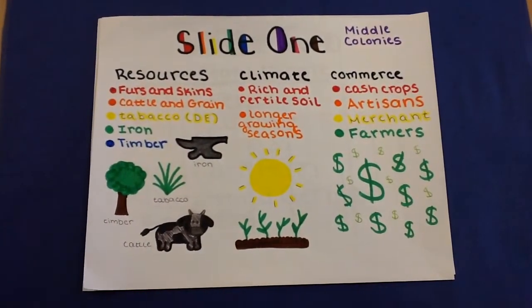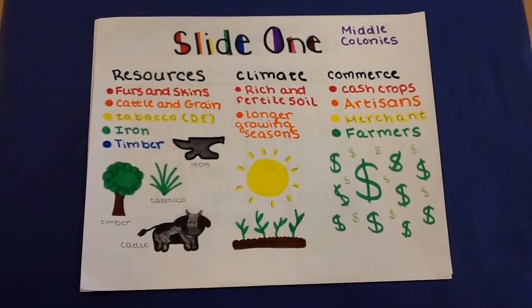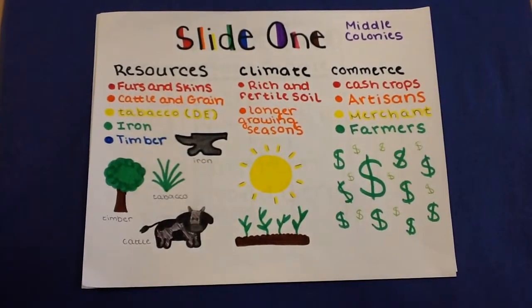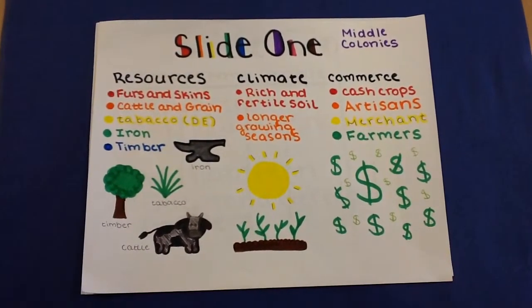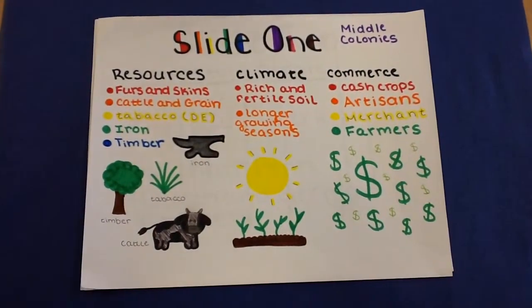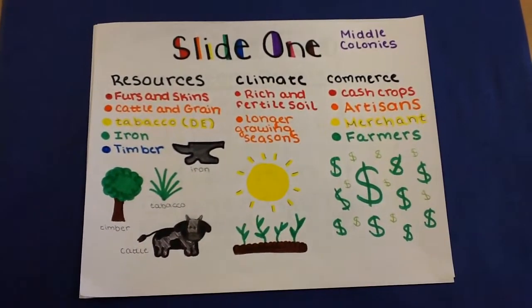Iron was found in New Jersey and Pennsylvania, and timber, which was found in New York, Pennsylvania, and today's Maine. Next, climate. The Middle Colonies had rich, fertile soil, which allowed them to have longer growing seasons. Then finally, commerce. Cash crops were grown so they could earn a lot of money, and for business, merchants, farmers, and artisans.